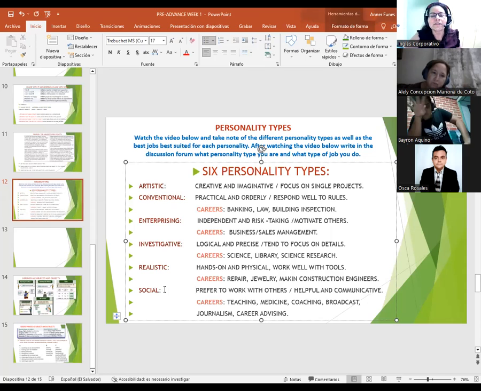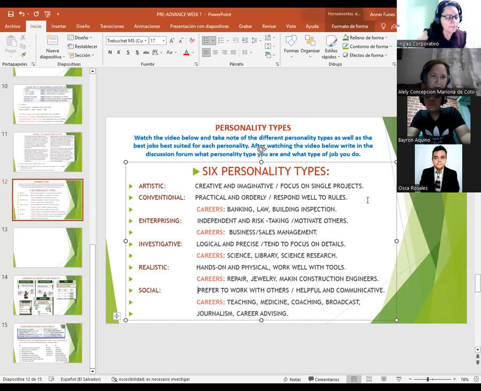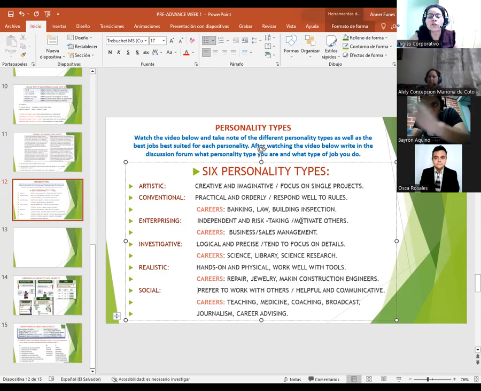Now, for the personality of artistic, we have creative and what? You write some information, right? Imaginative. Yes. And then in conventional, what kind of personality do they have? Practical and orderly. Respond well to rules. Yes. And enterprising. They are independent and risk-taking. They motivate others. Yes, they motivate others.